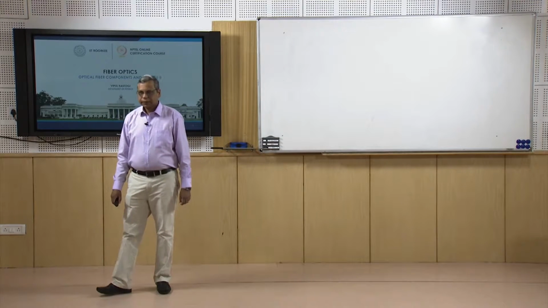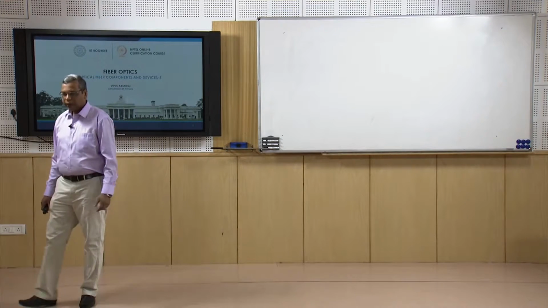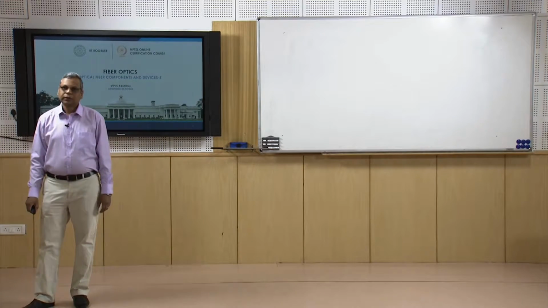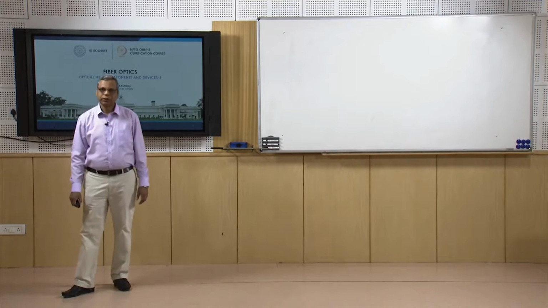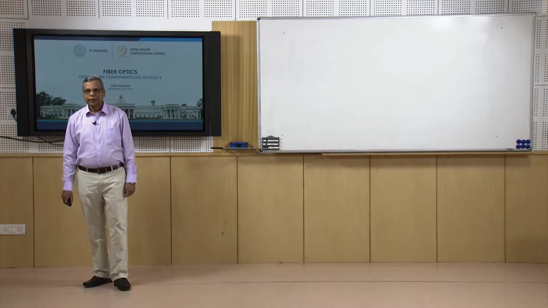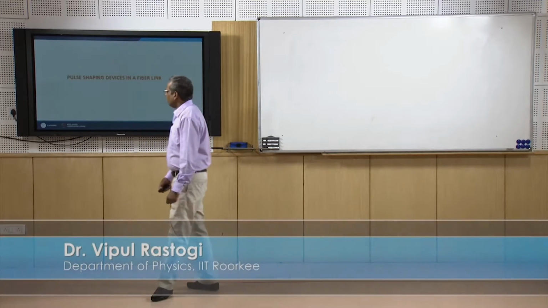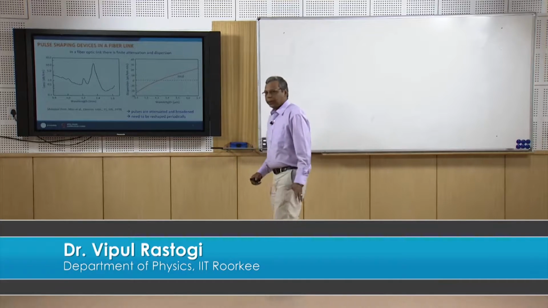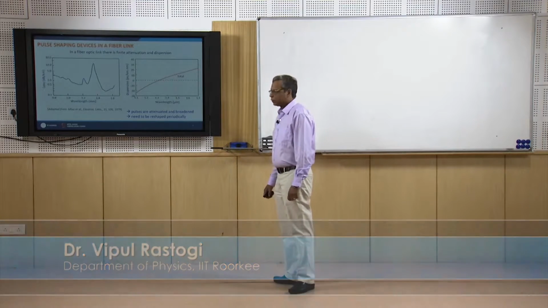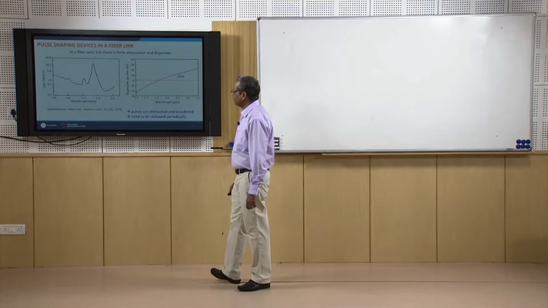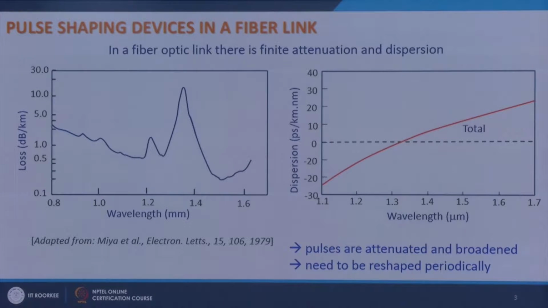So, now in this lecture we will look into some other components and devices based on optical fiber, and these are basically pulse shaping devices. So, what happens when pulses travel through optical fiber? They get attenuated and they get dispersed. Typical attenuation curve of an optical fiber is like this, and a typical dispersion curve is like this.